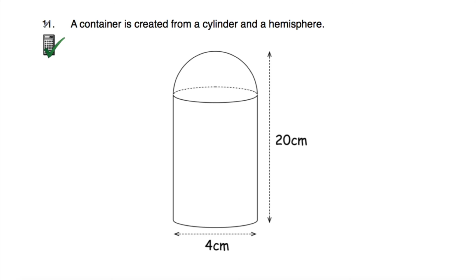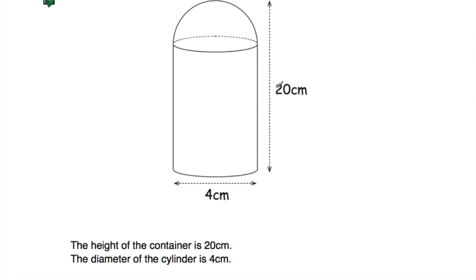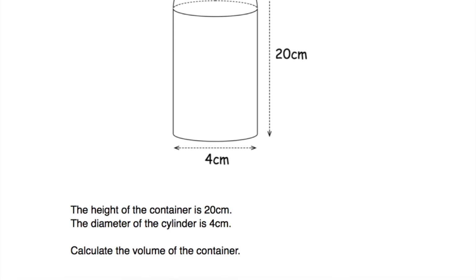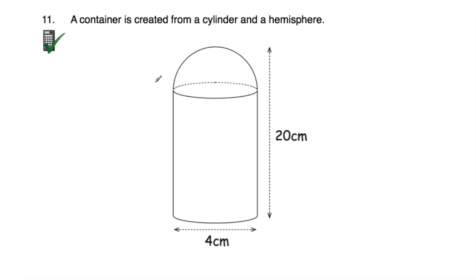Okay, let's look at our next question, question number 11. We've been given a shape. It says a container is made from a cylinder and a hemisphere. So we've got the cylinder and the hemisphere on top. And the question says the height of the whole container is 20 centimeters. The diameter of the cylinder is 4 centimeters. And the question says work out the volume of the container. So we want to find the volume of the shape.